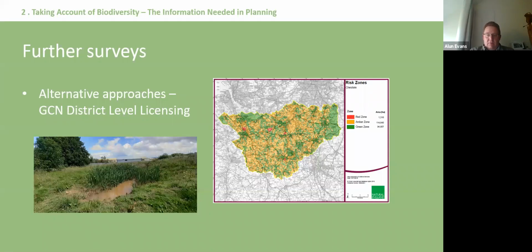A similar process is available in some of the newt special areas of conservation around Buckley in North East Wales, where again there have been long-term systematic surveys of ponds both within the SAC and adjacent to it. So both Natural Resources Wales and Flintshire and Wrexham have a pretty good understanding of newt populations around those sites. Therefore, when developments come forward with potential impacts, they may not always ask for additional new surveys.